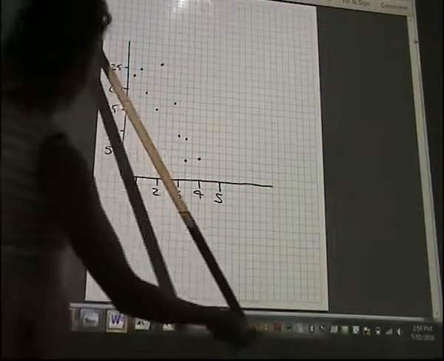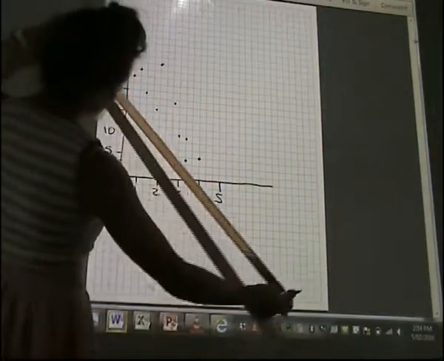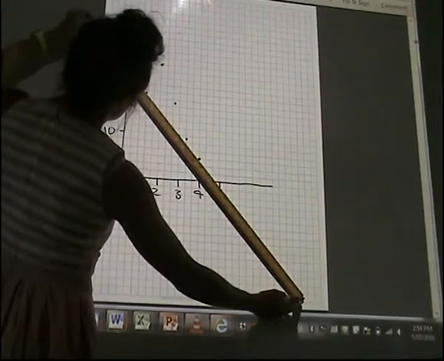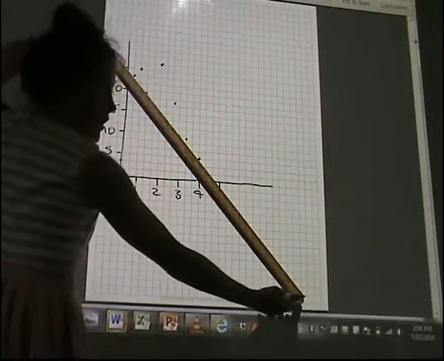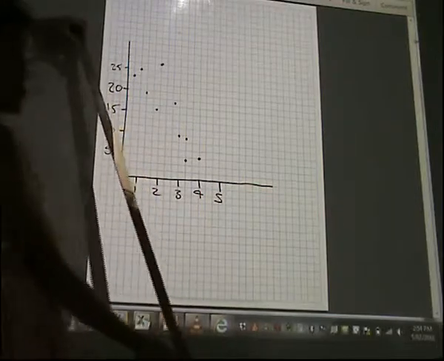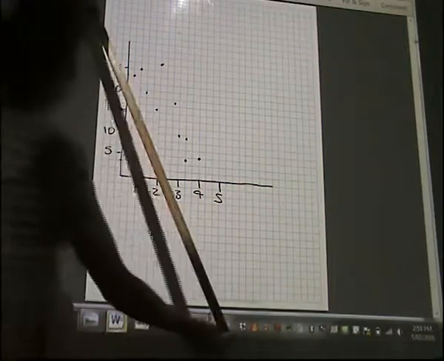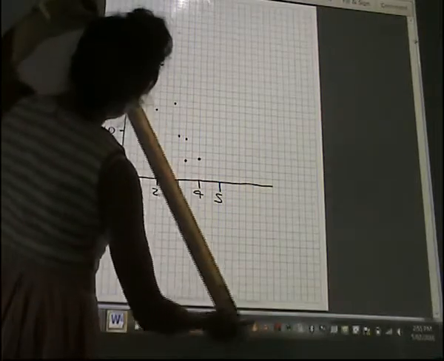So if we went here, we could get a few dots on, but we're going to end up with a lot more above the line than we would below the line. So it's not a good representation of the data. Does that make sense? Yep. So I would say.